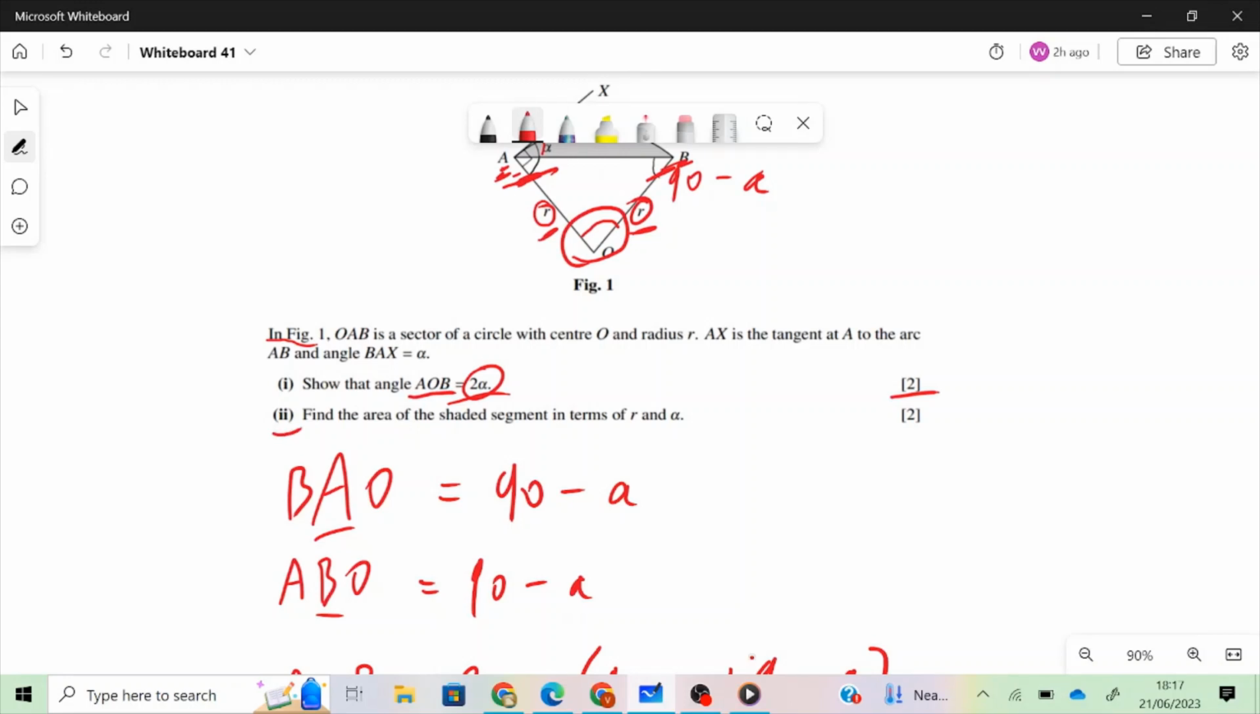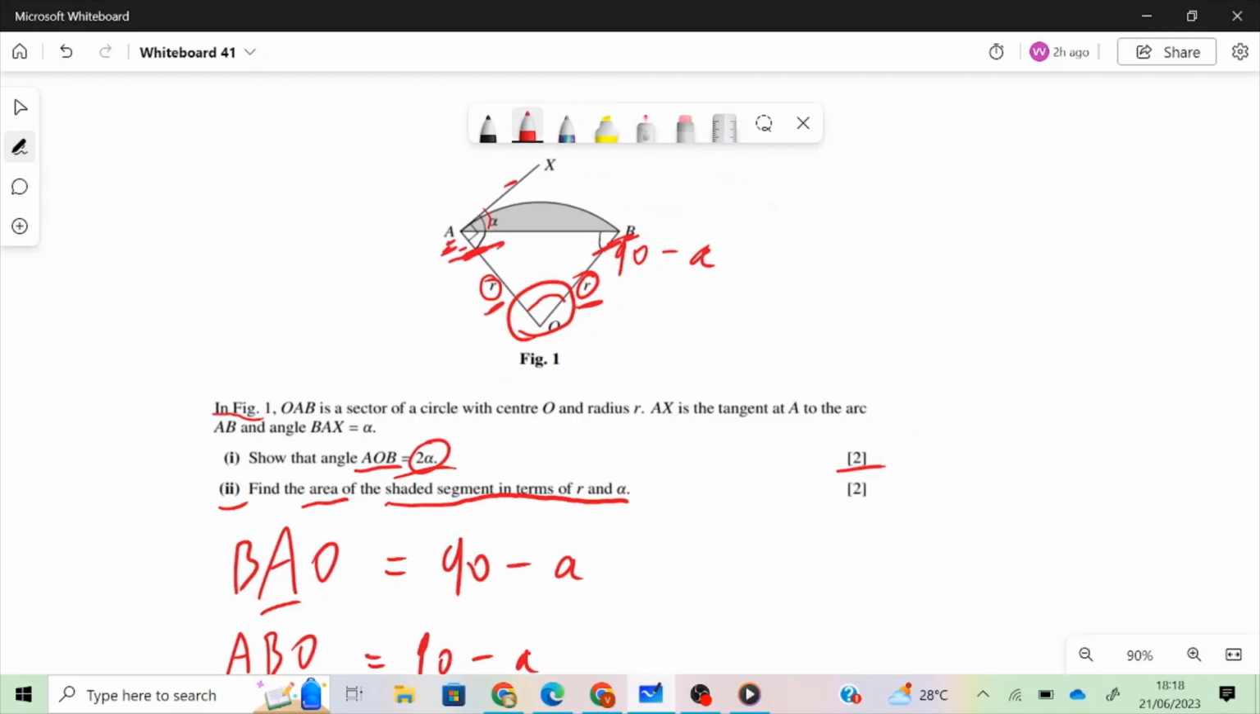It says find the area of the shaded segment in terms of R and alpha. So we need to find the area in terms of R and alpha. Our final answer won't be an integer or an exact value, it will be in terms of R and alpha. If I get rid of all this just to get a clearer picture, we need to find the area of this shaded segment.